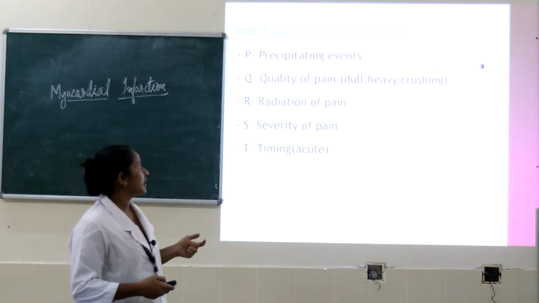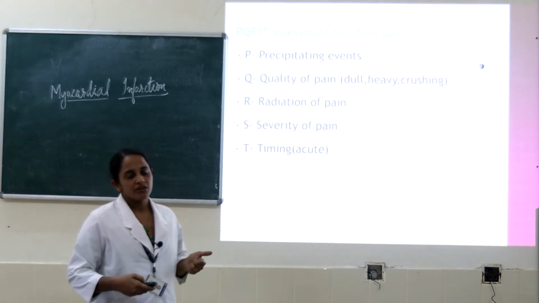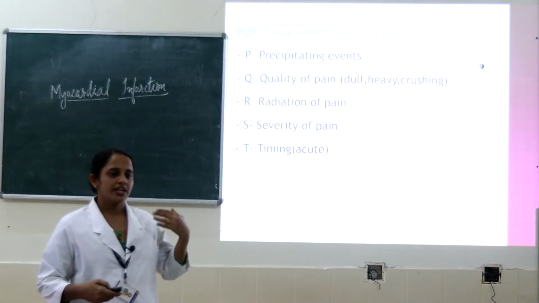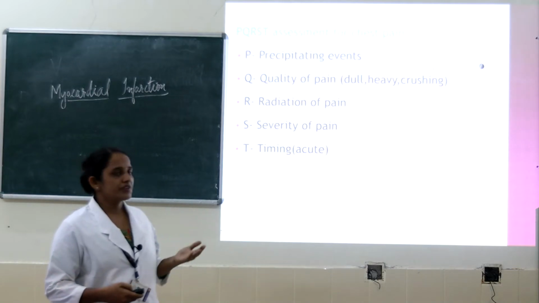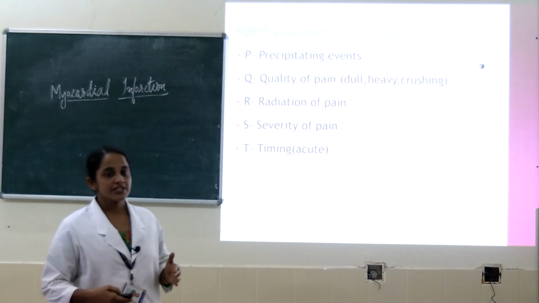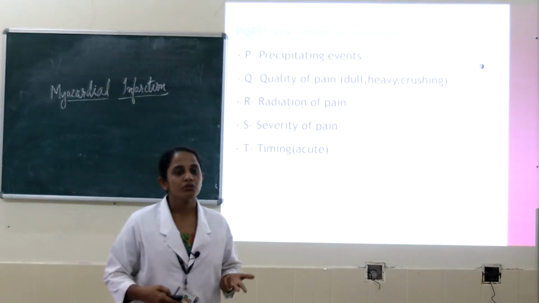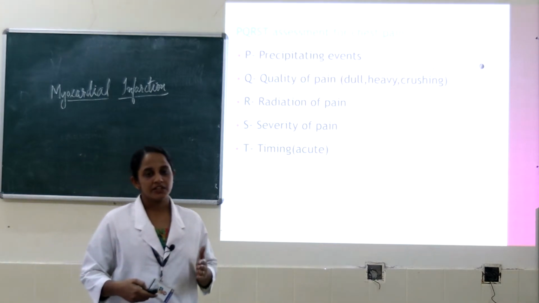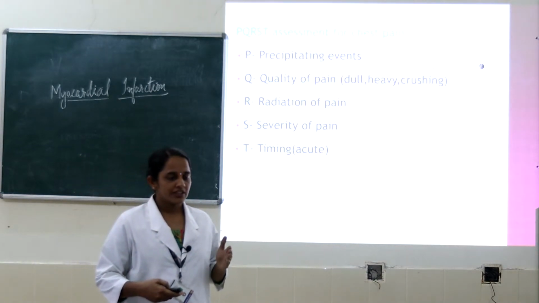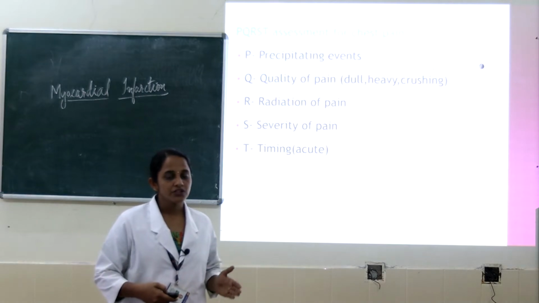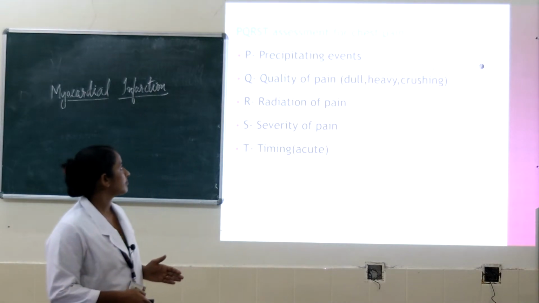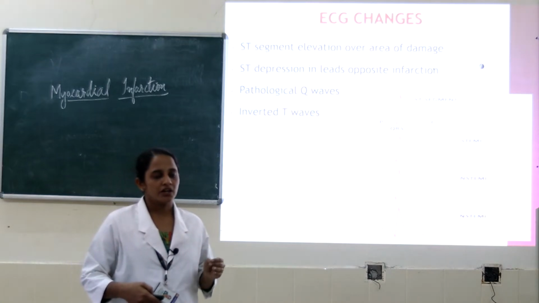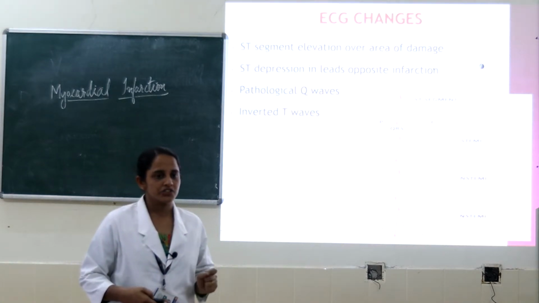The next one is the radiation of pain, which means whether the pain is radiating to the neck, jaw and arms. Then severity of the pain, whether the patient has severe, mild or moderate pain. Then timing of the pain. We should inquire when the pain started, and whether the pain is acute in onset or chronic. From that we can identify whether the patient has cardiac chest pain.